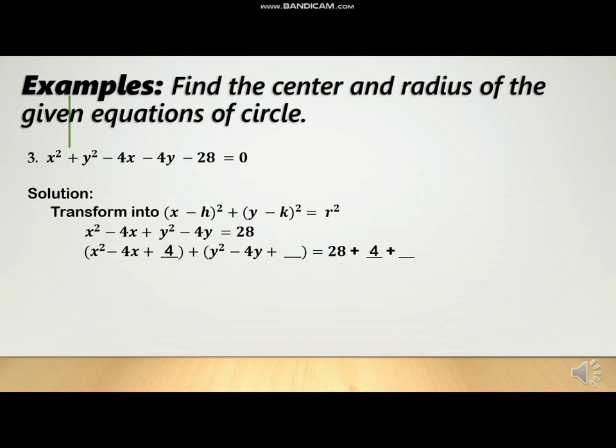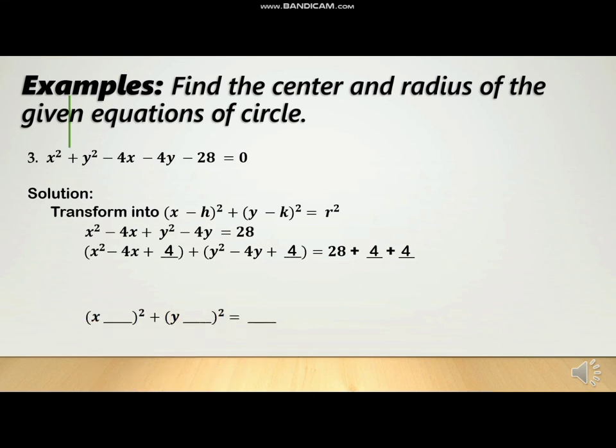So plus 4. Doon naman sa y, ganun din. Kasi 4 din yung kasama ng y. So 4 divided by 2 is 2. Then 2 squared equals 4. So, uulitin ko dahil nag-add kayo ng dalawang 4 dun sa left side ng equal sign. So, ibig sabihin, mag-a-add din ng dalawang 4 dun sa right side.